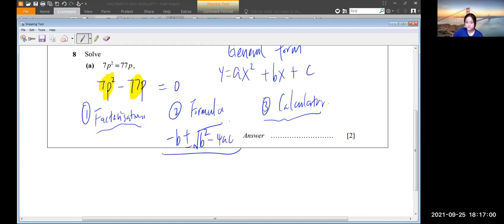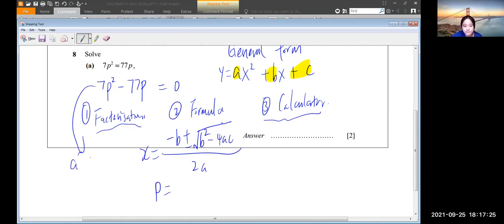By the way, the square root is covered until the c, over 2a. So this is for your x. In this case it's not x, it's p. So you just pick the a, b, c out. In this case, what is your a? Can you tell me? 7. Very good. I write down the a, b, c first, easier. I don't want to make a mistake later.